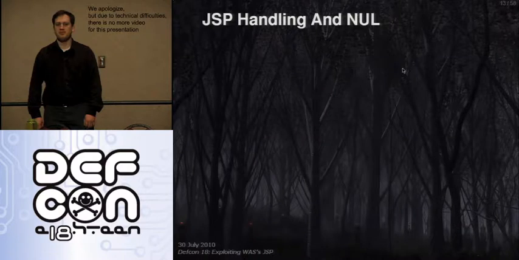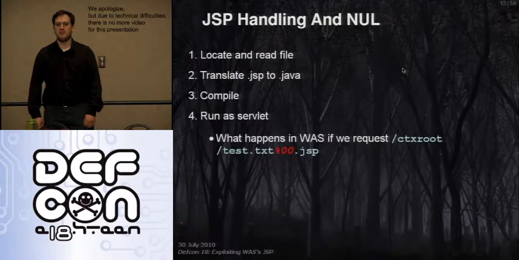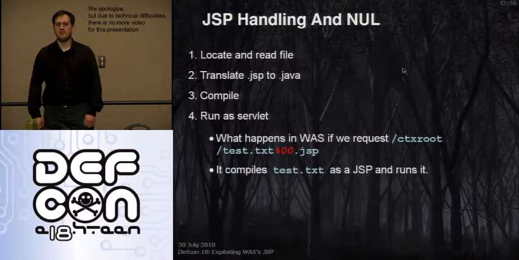So what about the JSP engine inside of WAS? How does it deal with a null character coming in to WAS? JSP handling is very simple. It locates the file, it translates the .jsp into Java, and then it compiles it into a servlet and runs it. So what happens with WAS, or at least WAS before it was patched, if we request test.txt%00.jsp for an arbitrary file inside the WAR? Well, the answer is it actually compiled test.txt as a servlet and ran it as a JSP.